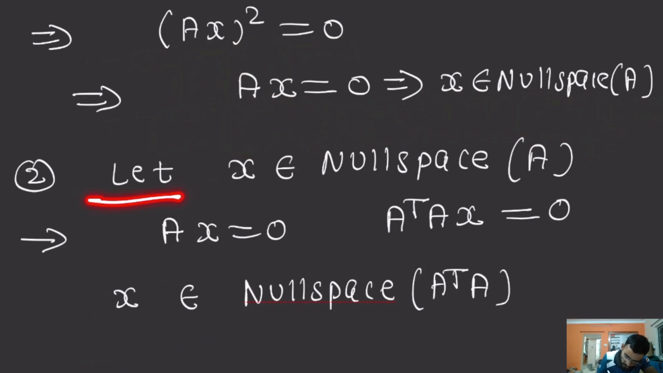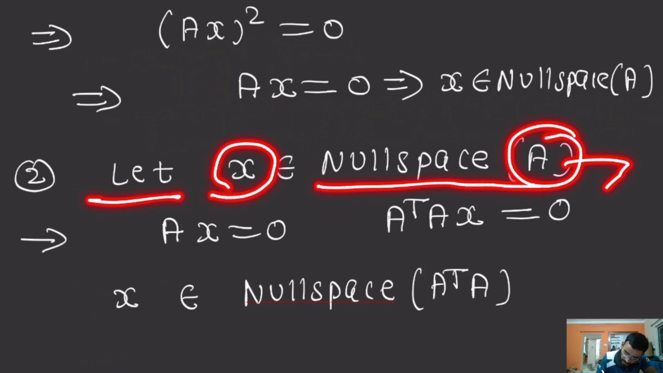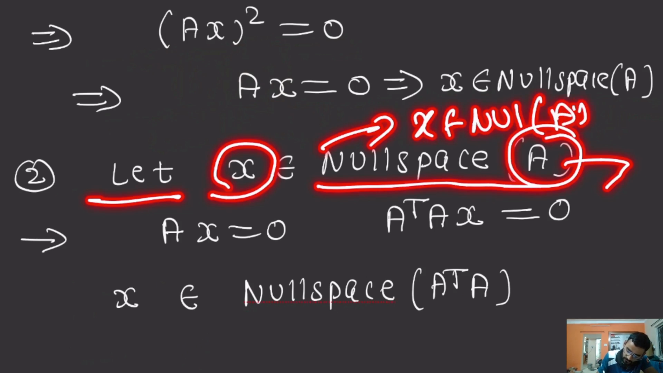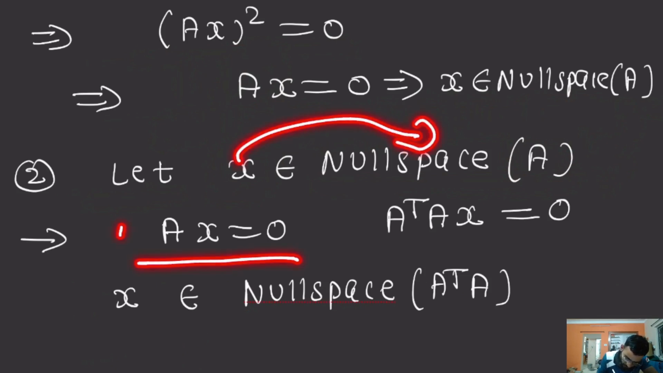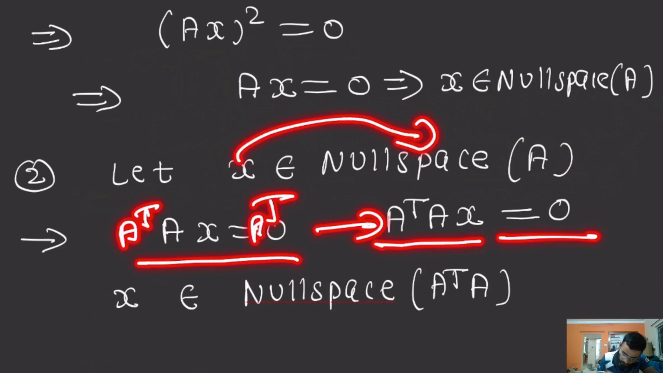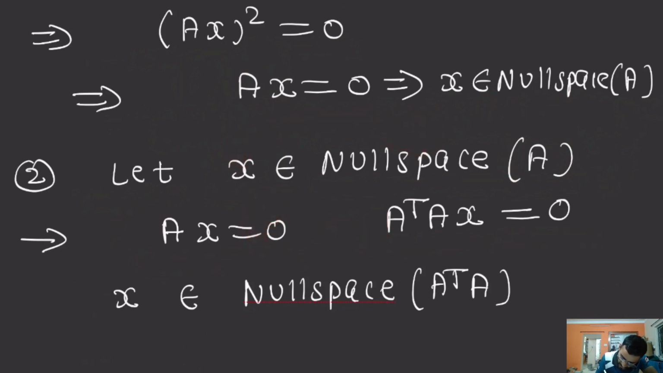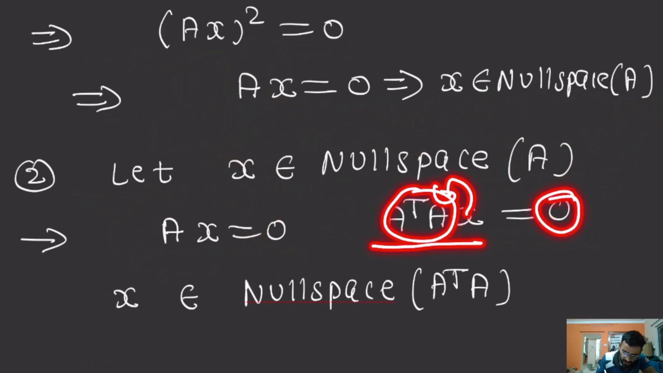Now second, let's assume that x belongs to the null space of A, and we will show that x also belongs to the null space of A transpose A. So how can we show that? If x belongs to the null space of A, then Ax is equal to 0. If we multiply both sides with A transpose, then this is nothing but A transpose Ax is equal to 0. So here A transpose Ax is equal to 0, which means x belongs to the null space of A transpose A.